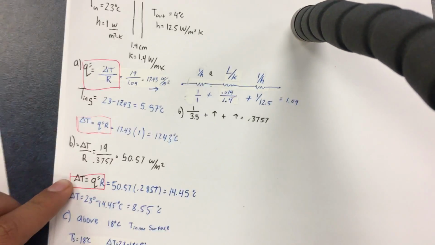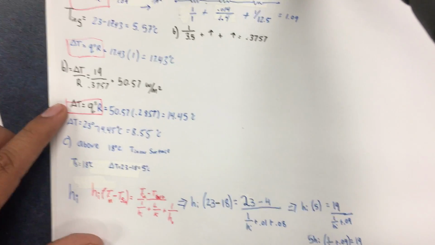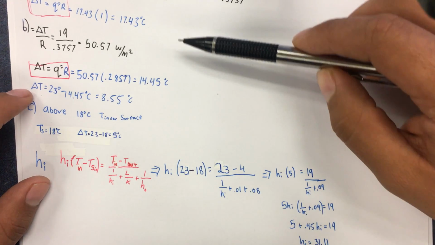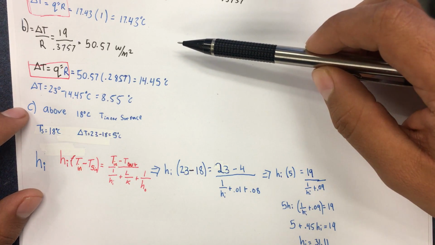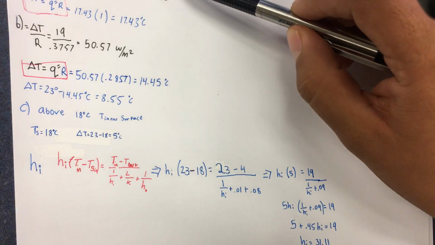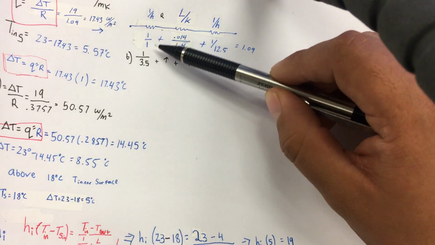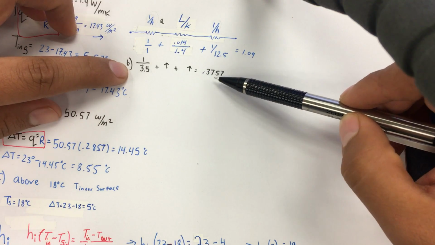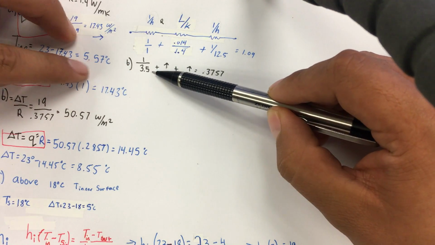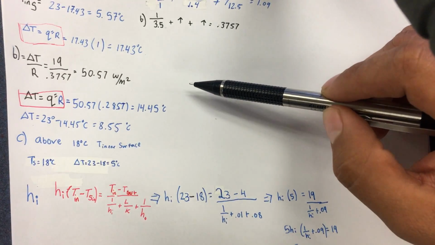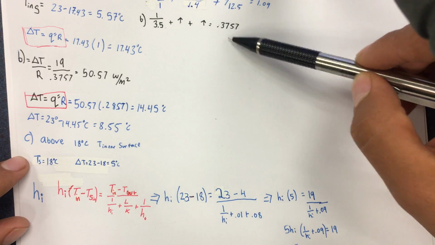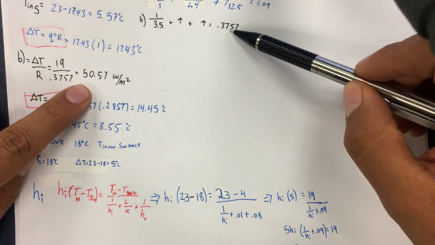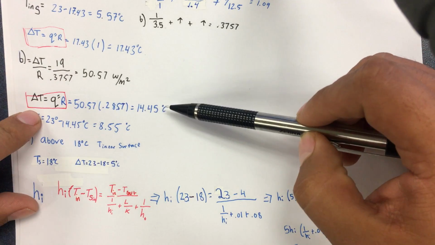For part B, we have to solve for what the heat flux would be if our h value was 1 over 3.5. So we do the same thing. We find our total would be 0.3757 if we change that h value. So with this new R total, it's just the same thing, the difference divided by the new total resistance, which gives us 50.57.